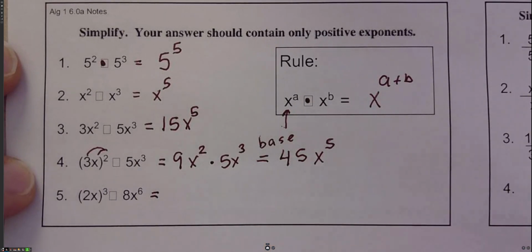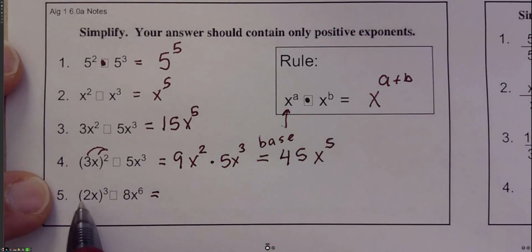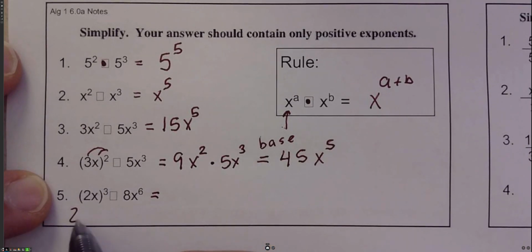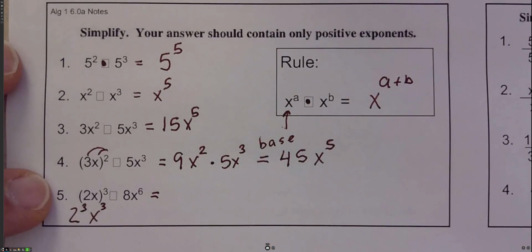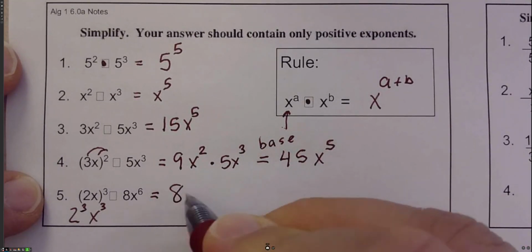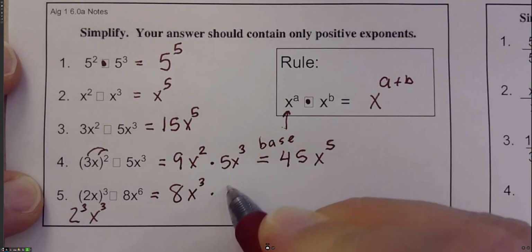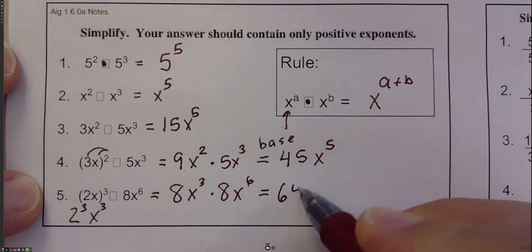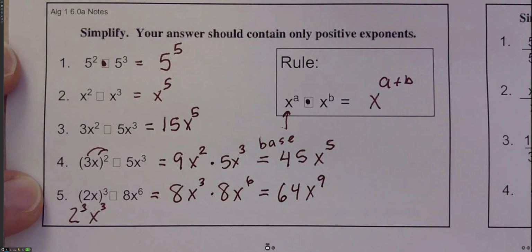This one's going to turn into, in a sense, 2 to the third, x to the third. What is 2 to the third? 8. 2 times 2 times 2 is 8. So really this is 8x to the third times 8x to the sixth. Numbers multiply, so we get 64x to the ninth.